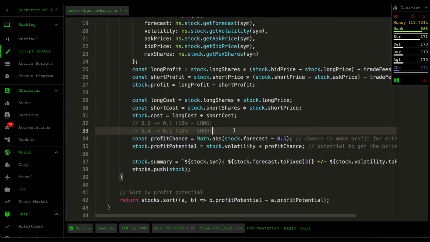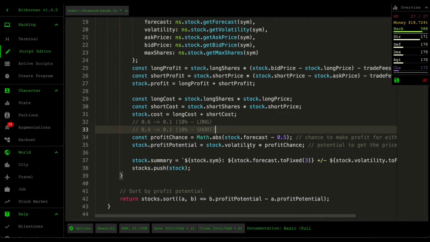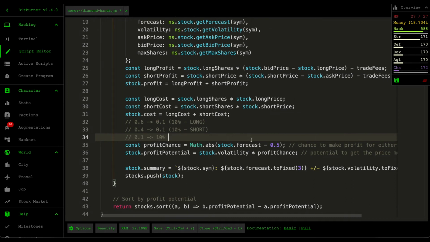So profit potential. This one is also another tricky one. Basically, it represents our chance of getting the price movement. So if you remember, volatility represents the price movement of the stock. If the volatility figure is 0.1, it means that the price could potentially move 10% higher than its current price. Or alternatively, it could also go down 10% lower depending on the forecast. So what this profit potential means is that this is our chance of getting that price change there.